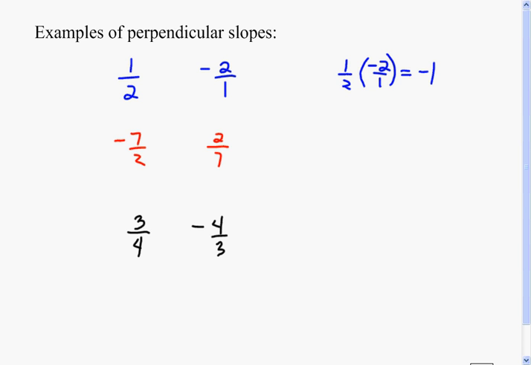Basically, what you can see happening here is in order to get the product to be a -1, we have to make it so that the two slopes are opposite, meaning one is positive and one is negative, reciprocals. So you've got a fraction, and in order to get it to be the reciprocal, you flip it over. So in some cases, you can think of it as flipping it and switching it. Flip it over and switch the sign.